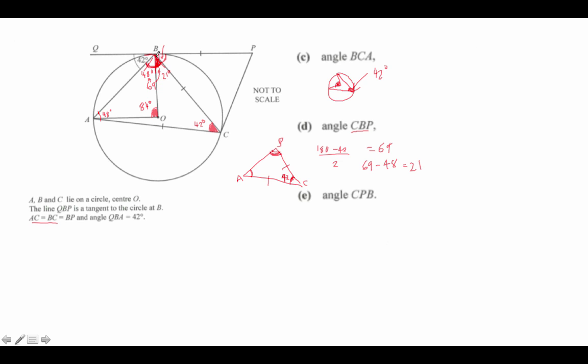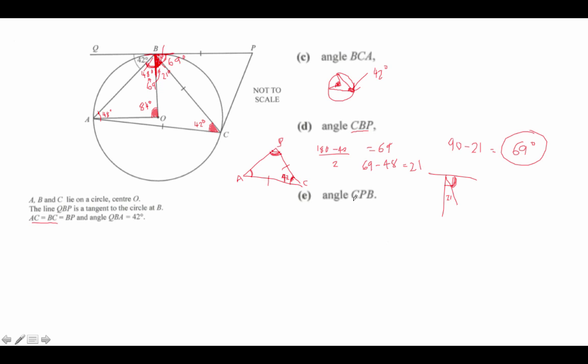Okay, and if we come back to what we said earlier, which was that this is a radius and this is a tangent, and therefore they meet at 90. So if we've got two things that meet at 90, and one of them we've already accounted for as 21, then this other angle must be 90 minus 21, which is 69 degrees. So the answer you're looking for, CBP, is 69.